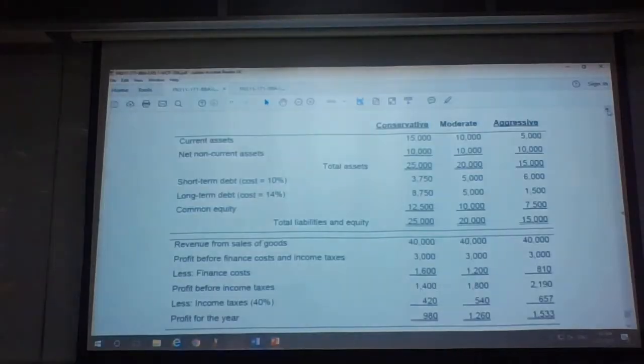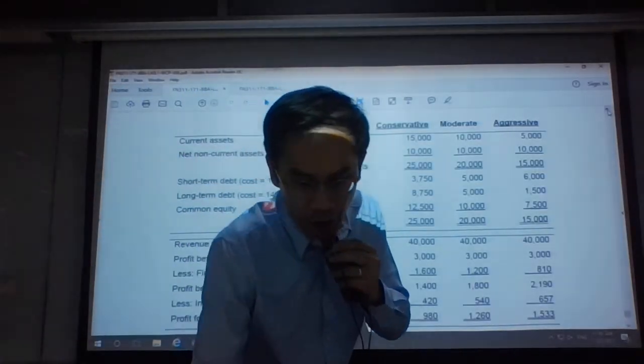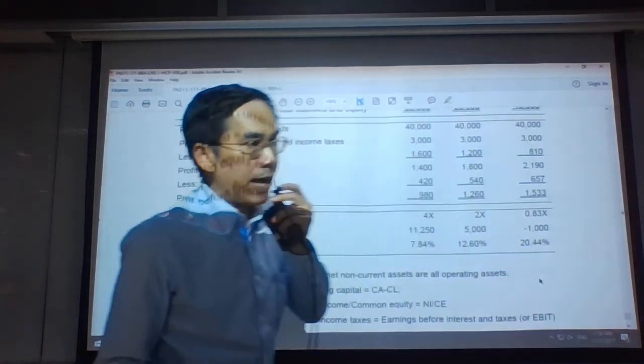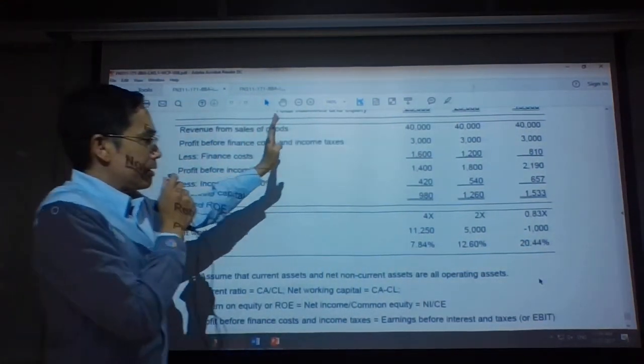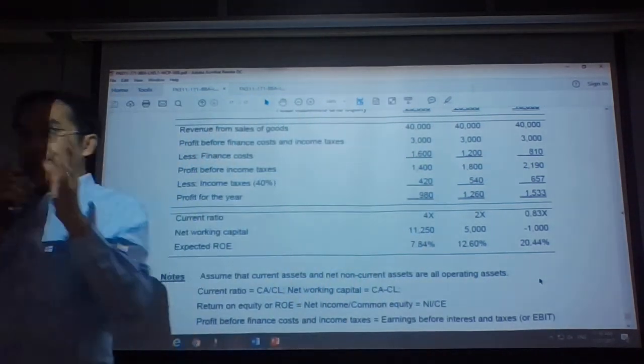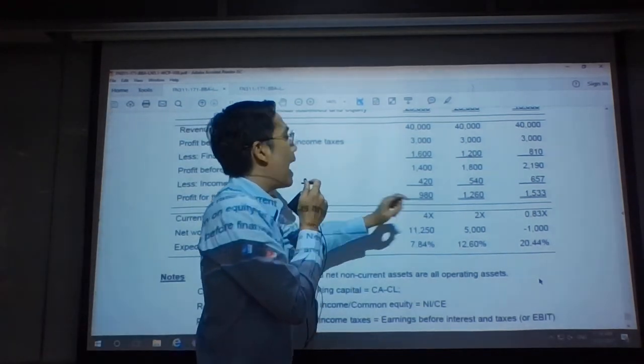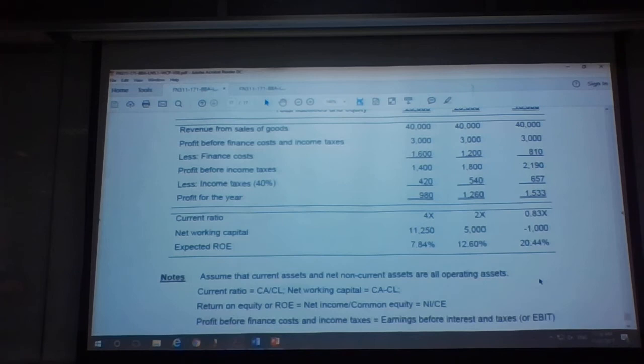The last page shows the combination of conservative, moderate, and aggressive policies. You can take a look at some ratios, and you can see that the first company is more relaxed or more conservative. Take a look at the current ratio. This one is the highest. That means liquidity will be the highest.